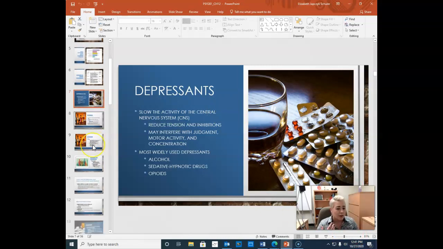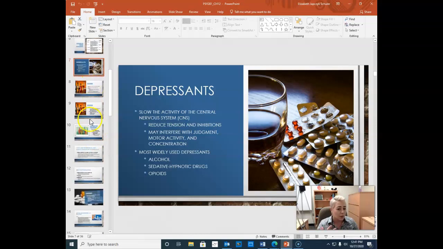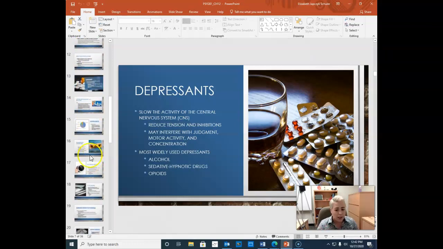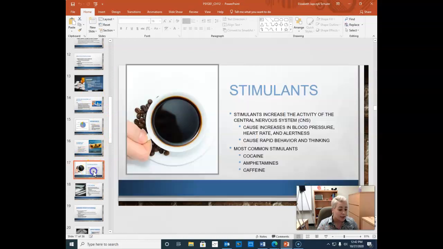So there are a lot of facts about alcohol and depressants that I want you to look at when you're reading, because we have this kind of stereotype that college students drink and party so heavily. But is that necessarily the case? That's what we want to look at. And we also talk about opioids and benzodiazepines and stimulants.